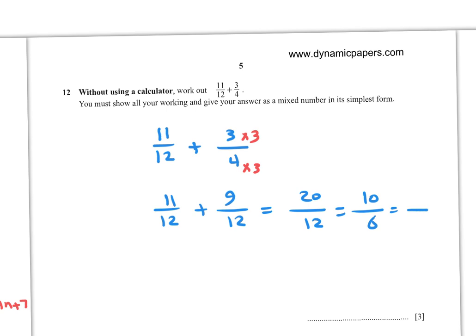We can divide by 2 again. We get 5 over 3. We can write it as a mixed number. 5 equals 1 times 3, and we have 2 left. So 1 and 2 over 3 as a mixed number.